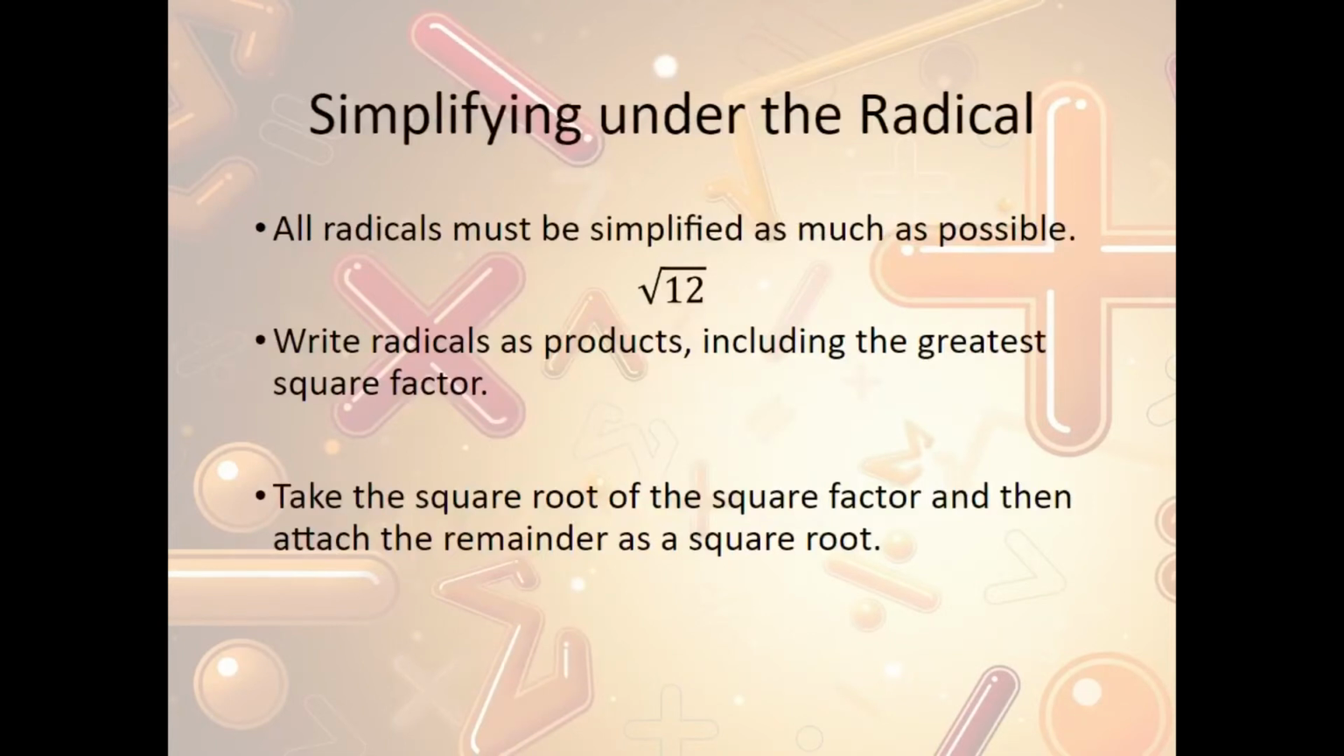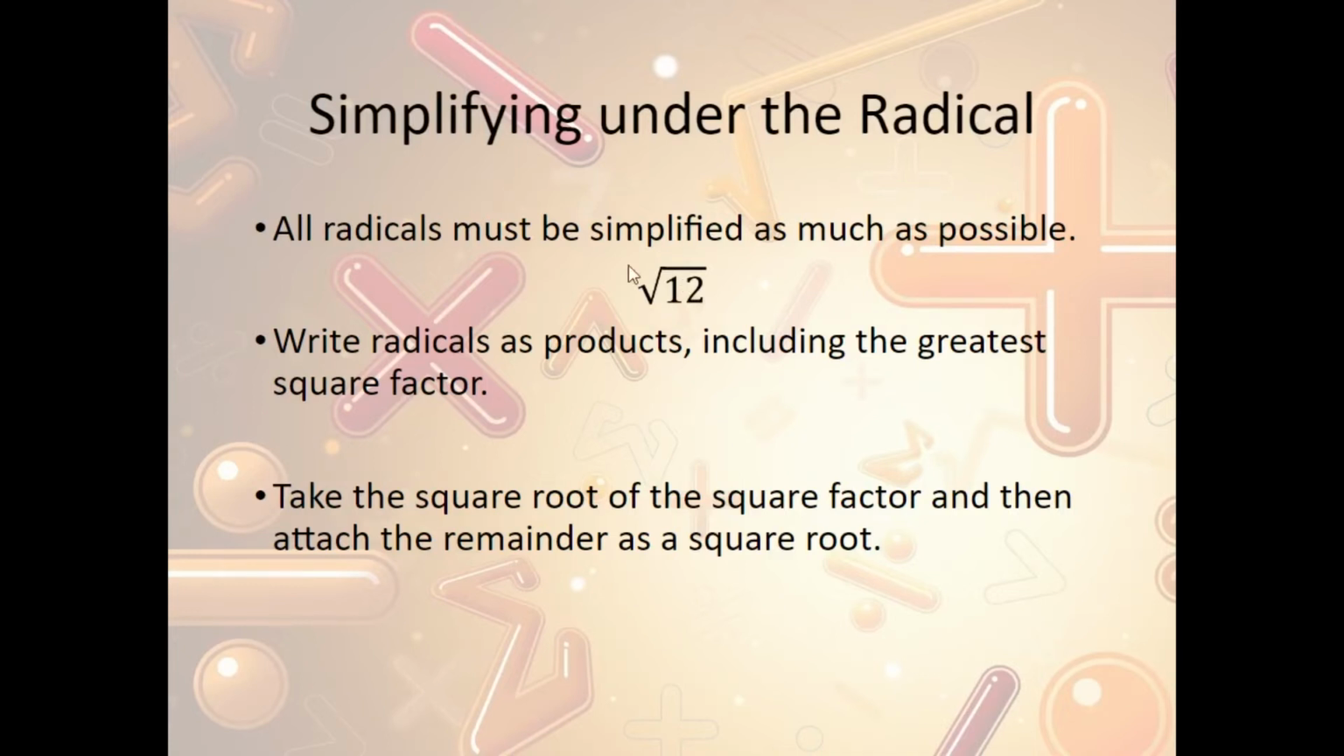Okay, just a reminder, you need to simplify under the radical all the time. So let's say you end up with square root of 12 under the square root symbol. You always need to simplify it as much as possible. And the way you do that is you're going to try to find the greatest square factor. So for instance, we think about the factors of 12, and we recognize that the factors are 1, 2, 3, 4, 6, and 12. And we want to pick out which ones are perfect squares. Well, we know that 1 and 4 are perfect squares, but we only want the biggest one, so 4 is the biggest perfect square.